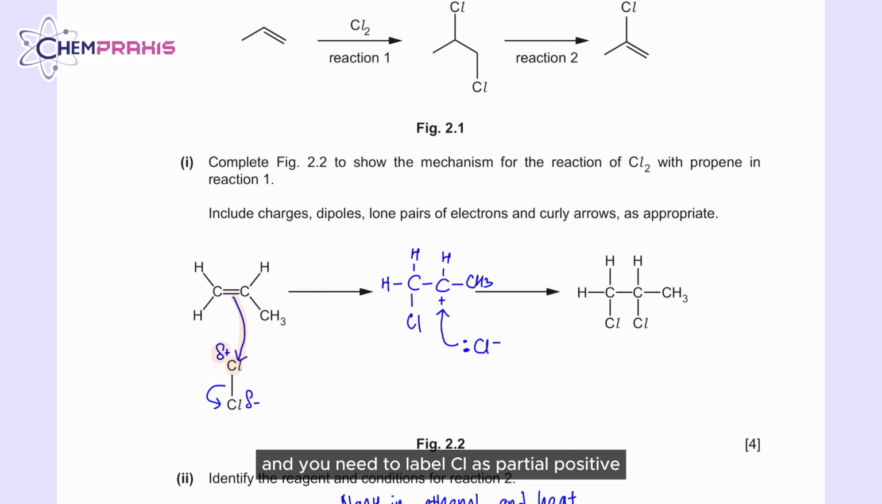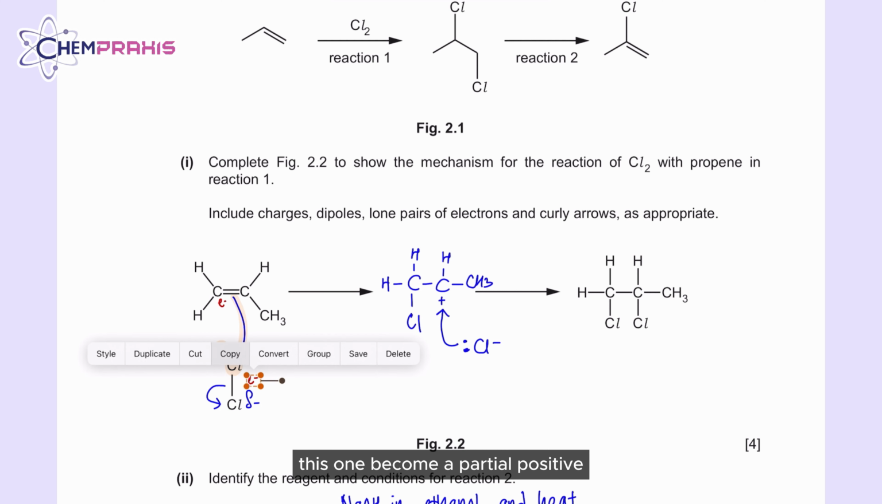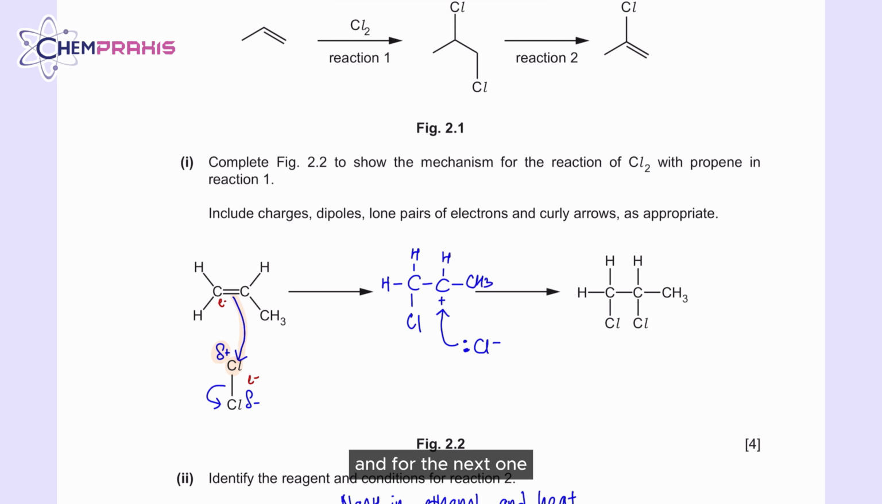And you need to label Cl as partial positive because the electrons in the double bond repel the electrons in chlorine. So because the electrons are pushed away from this chlorine, this one becomes partial positive. And for the next one, you need to draw the second arrow from the covalent bond to this chlorine. And this chlorine will become a chloride ion with a lone pair of electrons.